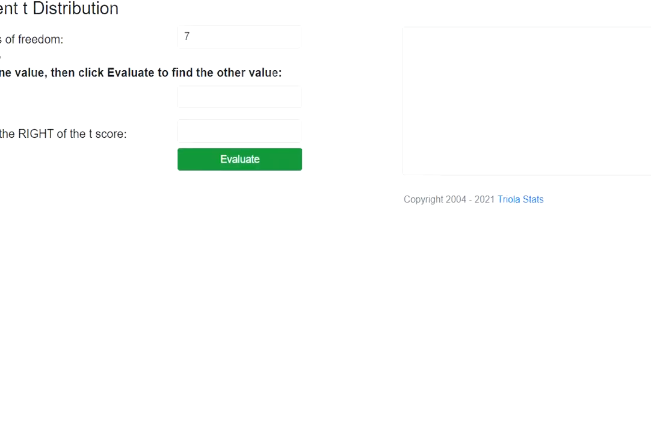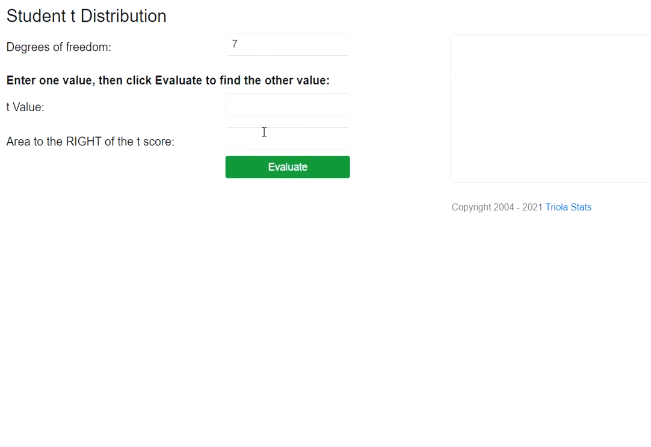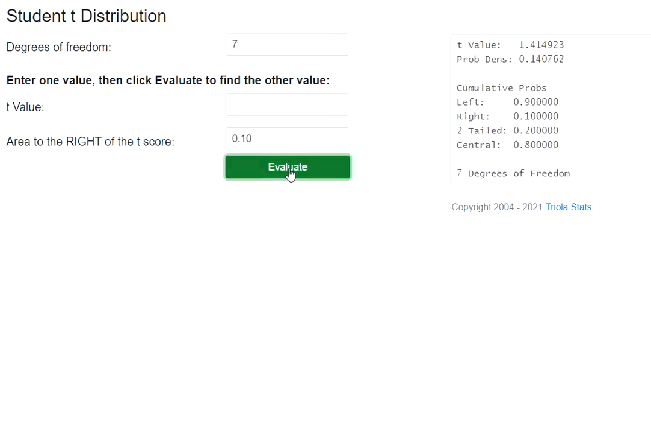Oops, let me move that over so you can see. And then area to the right of our t-score, that's our rejection region. My problem said it was a 10% rejection region, so I put in 0.10. And if I hit evaluate, there's my t-value.